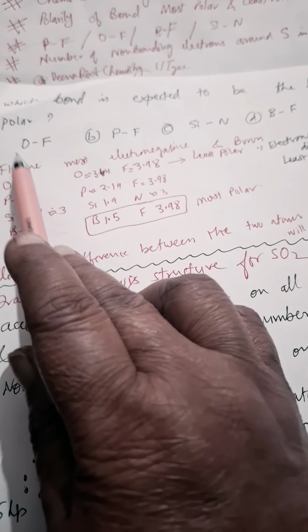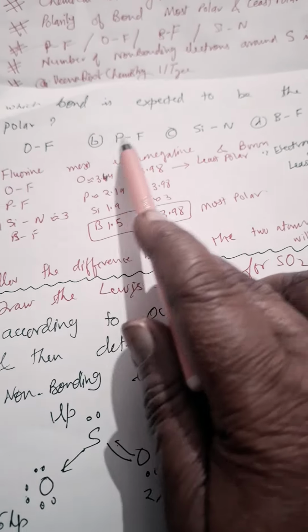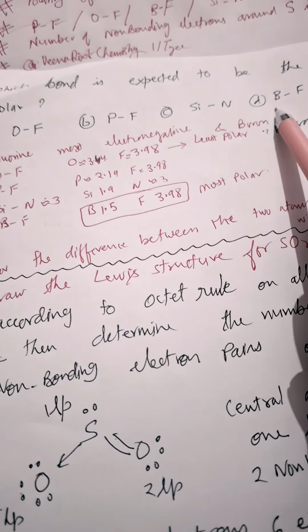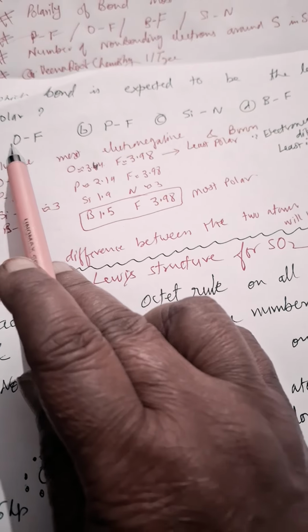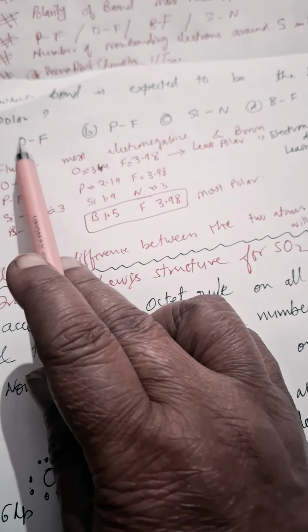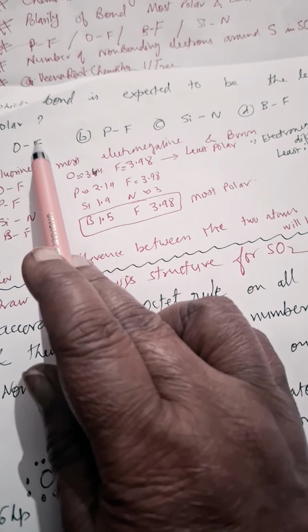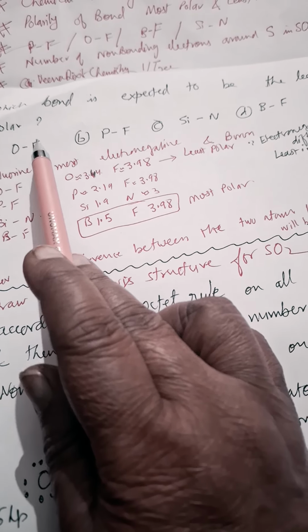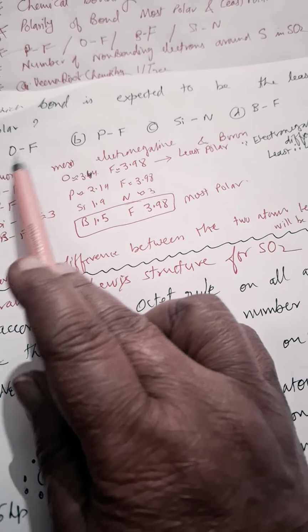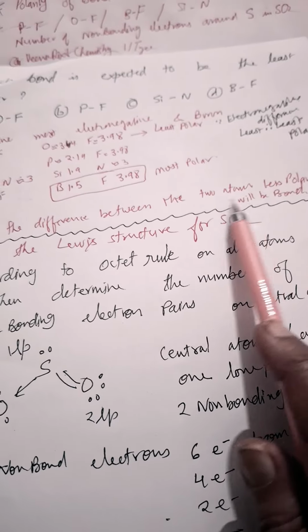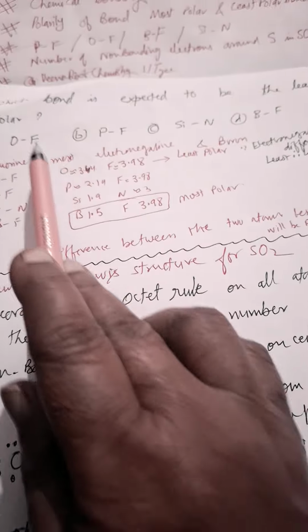Which bond is expected to be least polar? The bond between oxygen and fluorine, phosphorus and fluorine, silicon and nitrogen, or boron and fluorine. We know that oxygen is the second most electronegative element. The first most electronegative element is fluorine. So the difference between these two will be the least. The smaller the difference between the two atoms, the less polar the bond will be.